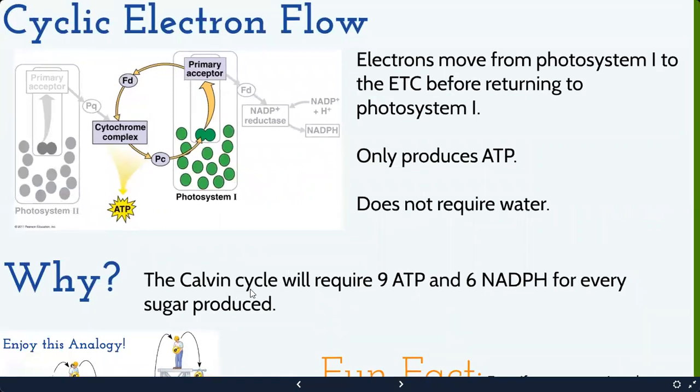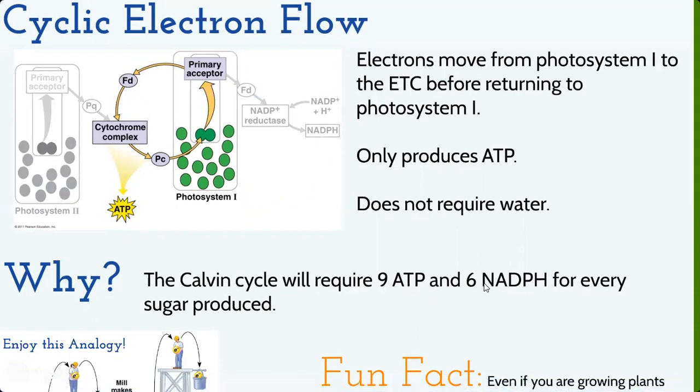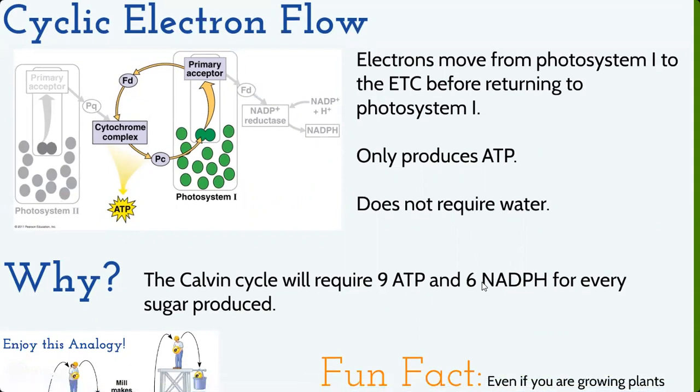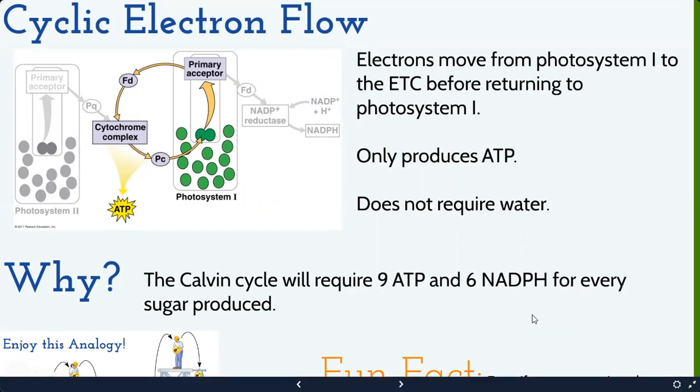Okay, and then the Calvin cycle requires 9 ATP, 6 NADPH for every sugar produced. Now for this one, Calvin cycle is really complicated when you get into all the nitty-gritty that they're not going to have you do. So on this one, you don't have to memorize the numbers like you did in the last chapter.